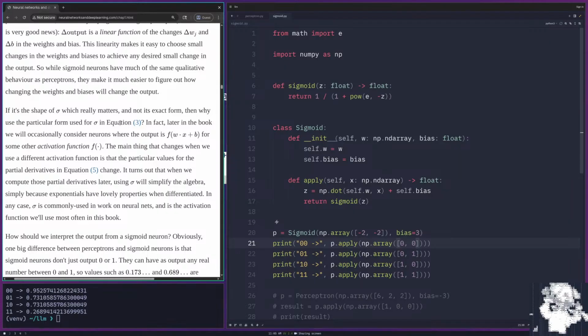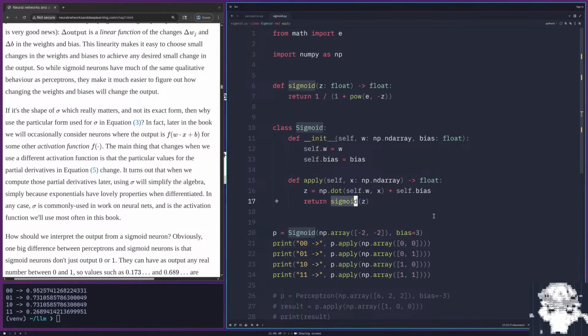Okay, so this function here is called an activation function. He's saying that this part is important, this part is not so important, and you can swap it out with different activation functions. And the only reason we're using sigmoid is that it's going to be useful later when we're doing derivatives.